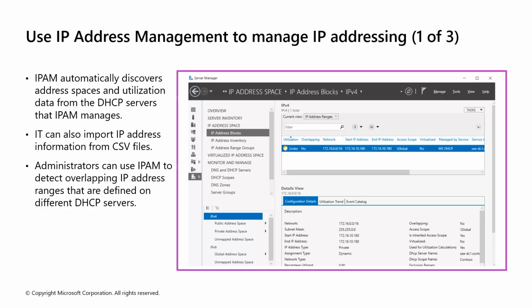IPAM automatically discovers address spaces and utilization data from the DHCP servers it manages. This means you always have up-to-date information about how your IP address space is being used. You can also import IP address information from CSV files, which makes it easy to integrate existing data. IPAM helps administrators detect overlapping IP address ranges on different DHCP servers. This can prevent conflicts and improve network reliability.